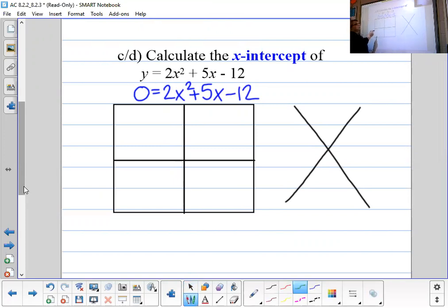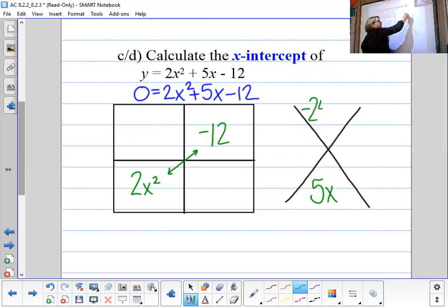Where do I put my 2x squared? Bottom left. Okay, so 2x squared. Where do I put my 5x? Bottom of the diamond. That's where my x terms go. Where do I put negative 12? Top right. It has to go on the diagonal with my 2x squared. And then what goes on the top of my diamond? Negative 24x squared. So I multiply these two and I get the top.